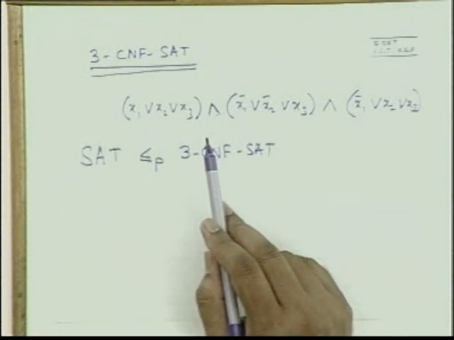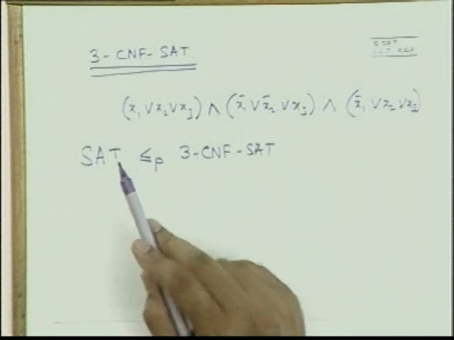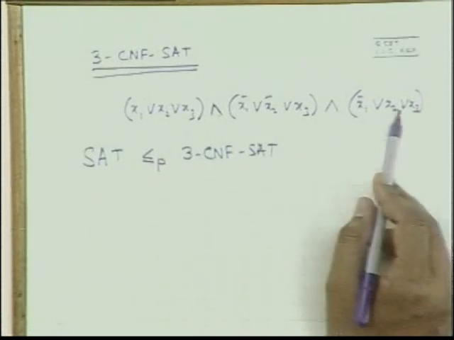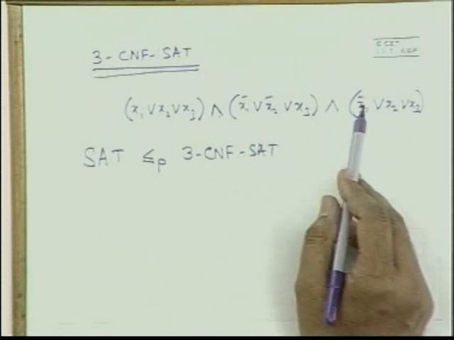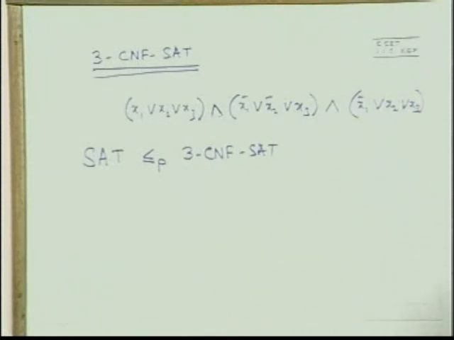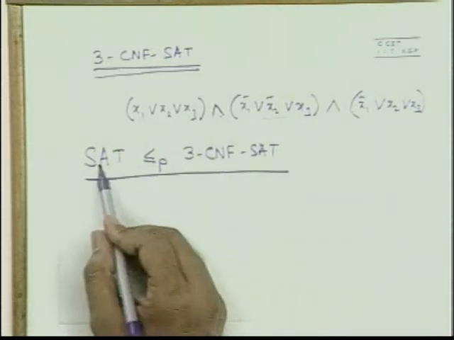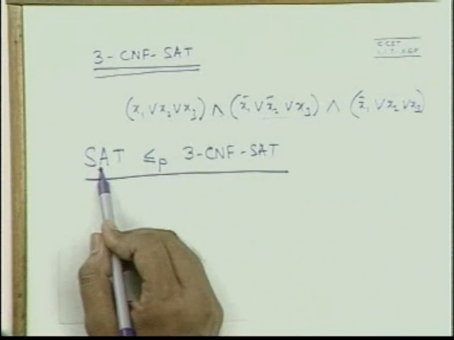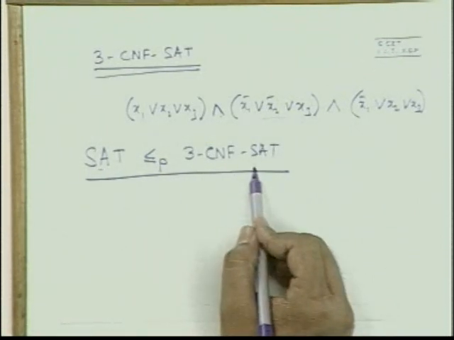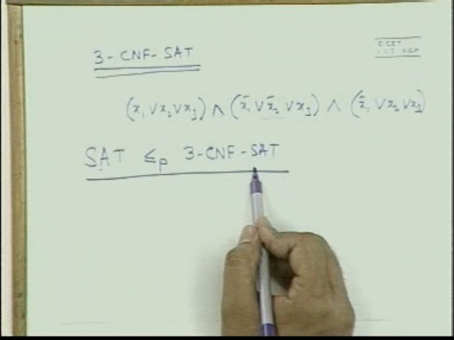Very seldom do people use the SAT problem itself for reduction. They use 3CNF SAT and reduce 3CNF SAT to some problems to show that they are NP complete. That's why it is very important. I will not show how one can convert a formula from SAT to 3CNF SAT form. If you are interested, it's a very routine task, and you can see it in the Cormen Rivest book. It has been given there.